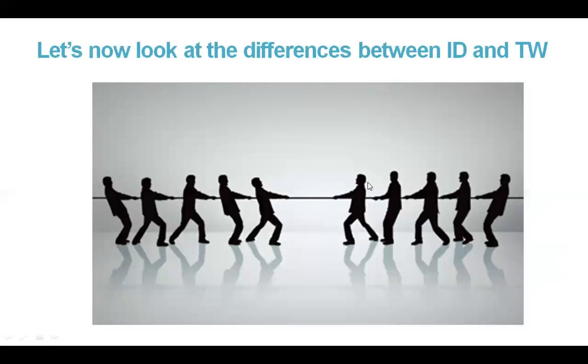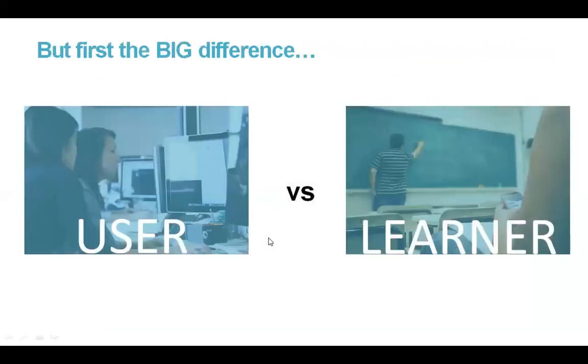Okay, so now let's look at the differences or comparisons, I would say, between ID and technical writers. But first, the big difference. The big difference that compares ID and technical writing is user versus learner. You must have seen a lot about it. You must have heard about it. There's a big fight going on about where there's a user and there's a learner. So what's the difference? What's the big deal about it?